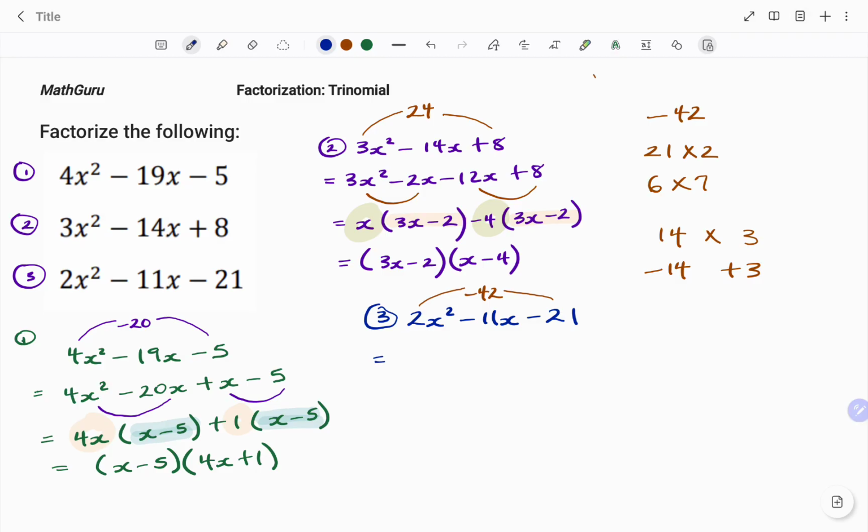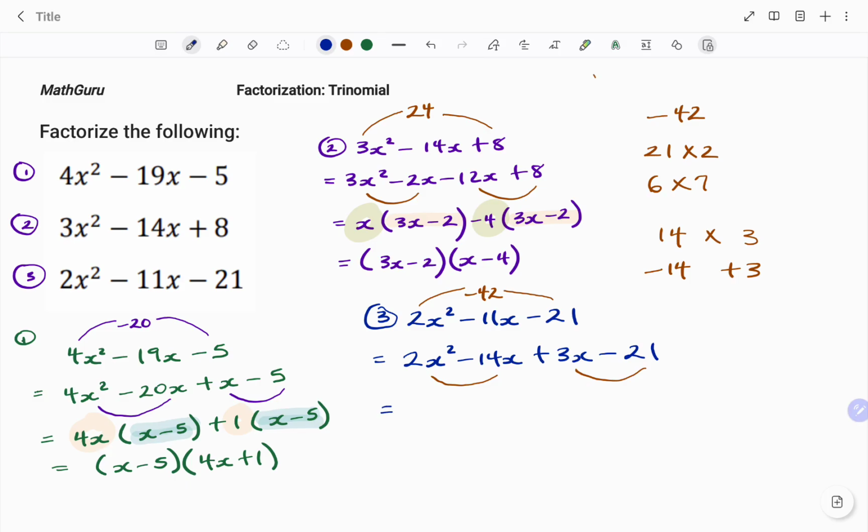So I'm going to put that back into my expression. Remember, we're using the grouping method. So I have minus 14x plus 3x minus 21. The next step is I need to pick or group my terms in pairs because I'm using factorization by the grouping method.